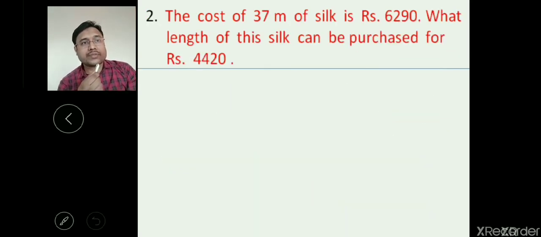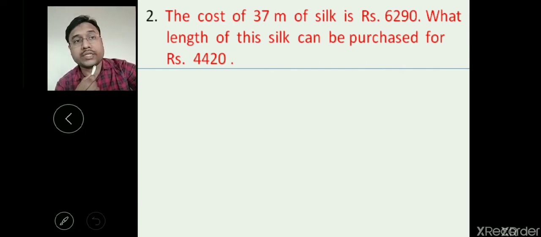Now here is the other type of question. The cost of 37 meters of silk is rupees 6,290. Then what length of this silk can be purchased for 4,420? What length of this silk cloth can you purchase for rupees 4,420?